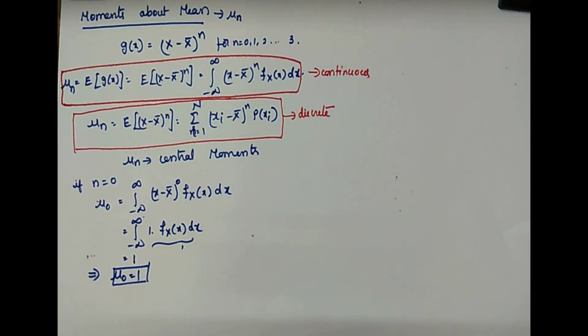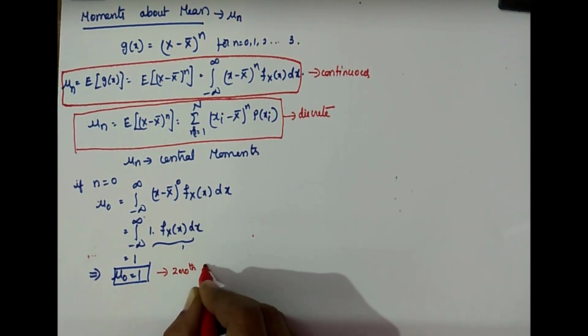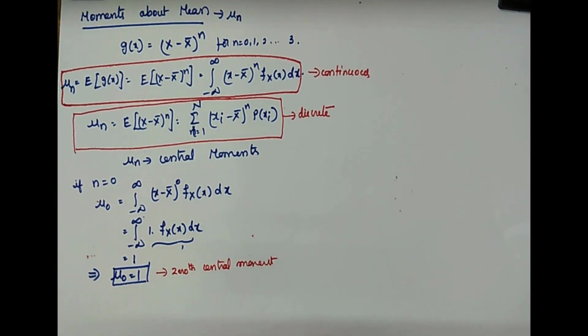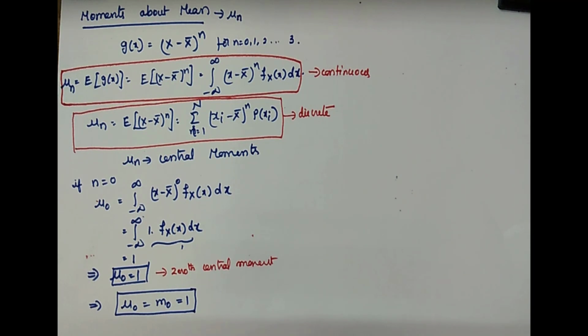Mu naught is 1. So the 0th central moment is mu naught, that is equal to 1, and it gives the area under the density curve. And if you observe the previous one, moments about origin, there also the 0th moment m naught is 1. So you can write mu naught equals m naught equals 1. Very important formula.